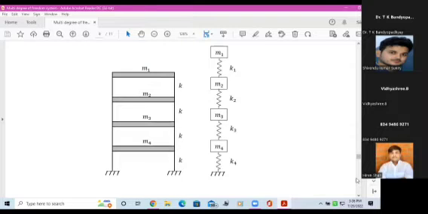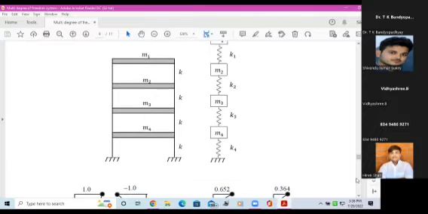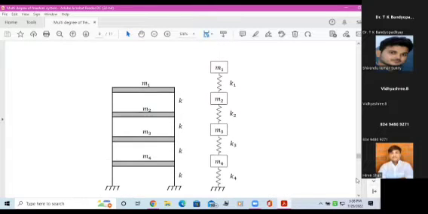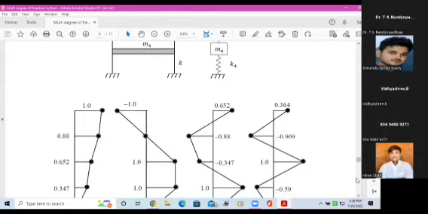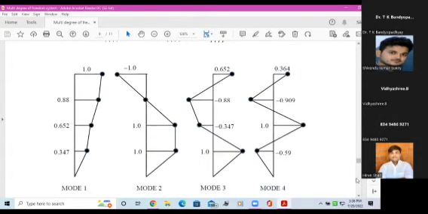K1, K2, K3, K4 are the lateral stiffnesses at each story. Okay, so on the right hand side, what you see is the mathematical model. On the left hand side is the physical building. Now how do the mode shapes look? The mode shapes look like this. The first mode is shown first, then mode 2, mode 3, mode 4.